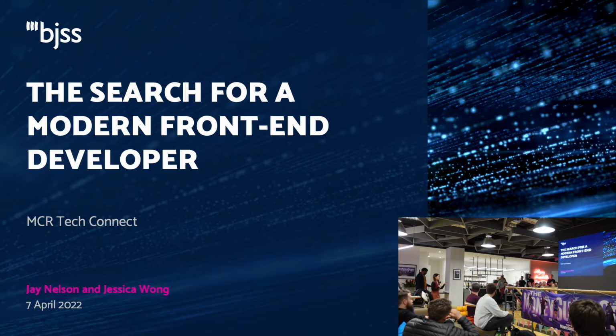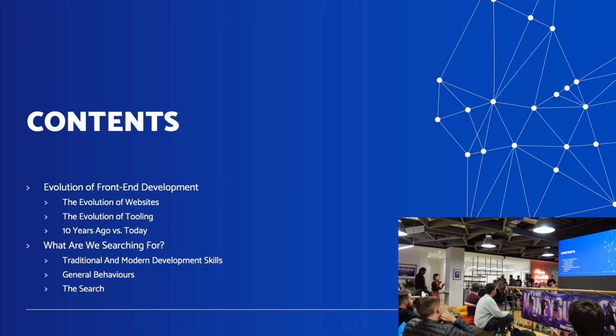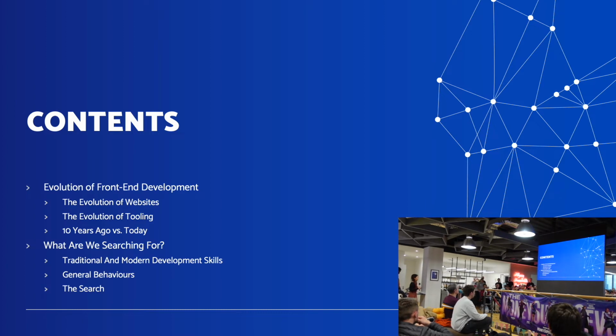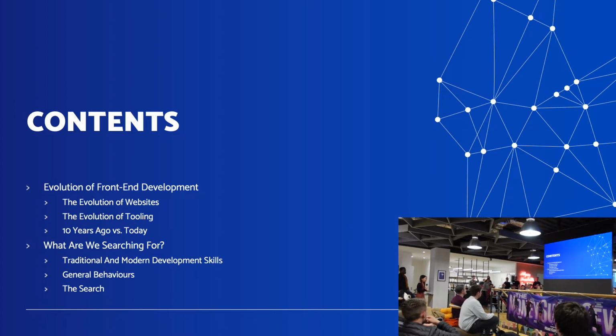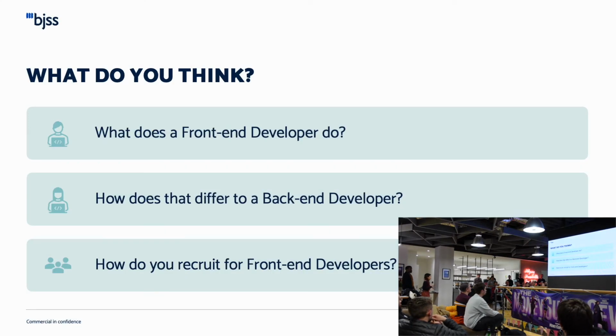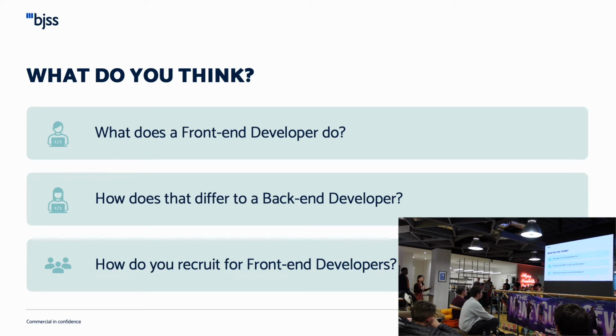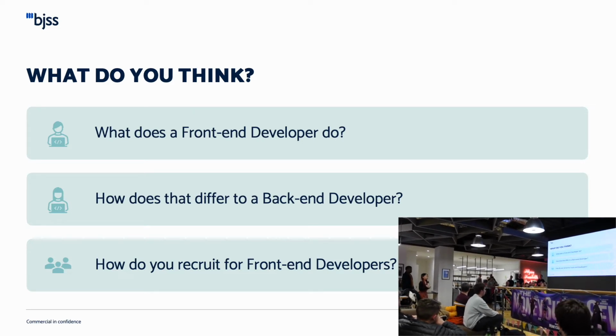So to begin with, a little bit of context. We're going to talk about the evolution of front-end development, and then how that impacts our search for developers. But to begin with, a bit of an interactive bit. Find the person next to you or the group you came with or are sat next to, and discuss these points. What does a front-end developer do? How does that differ from, say, a back-end developer? And how do you currently, in your company or that you've seen, recruit for front-end developers? We'll give you a few minutes to talk amongst yourselves.